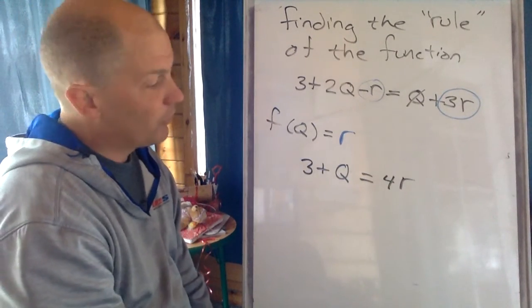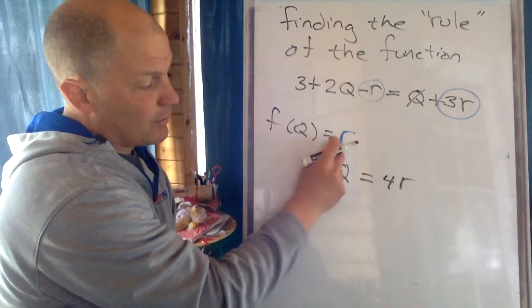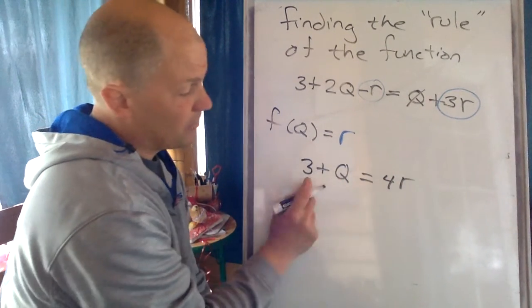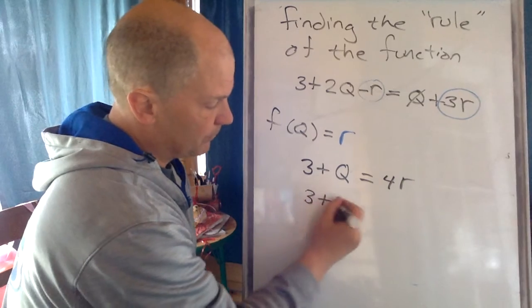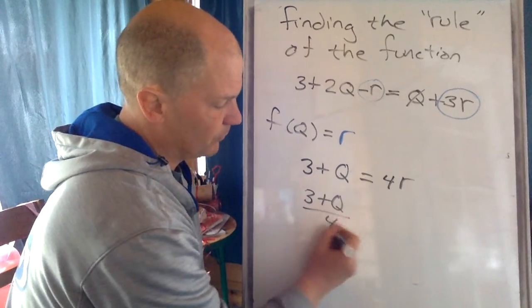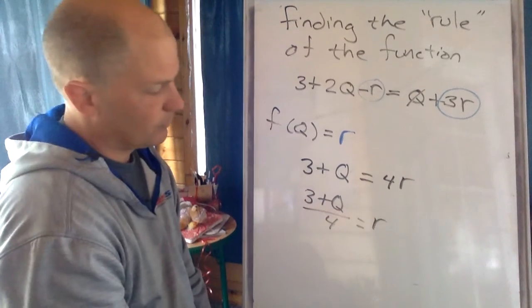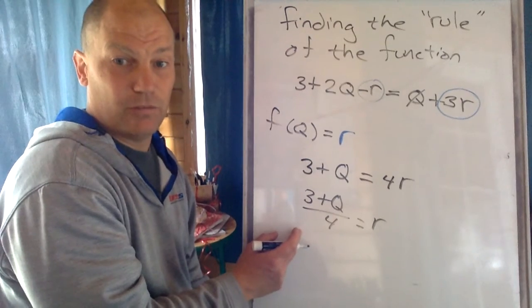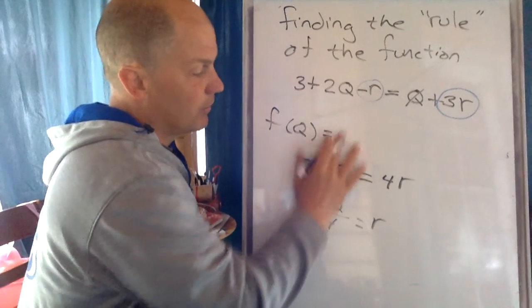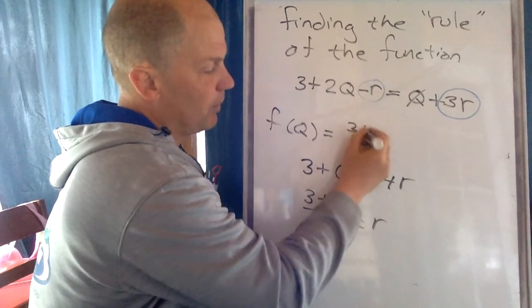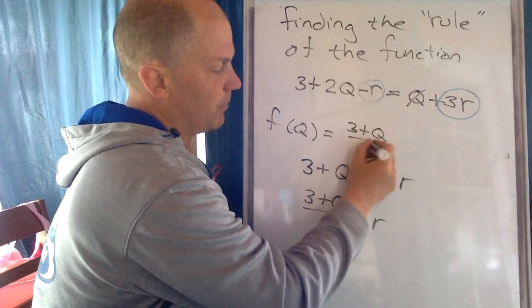Okay, I'm getting closer. I need to get r alone. That's the goal. So I'm going to divide both sides by 4. That's it. 3 plus q divided by 4.